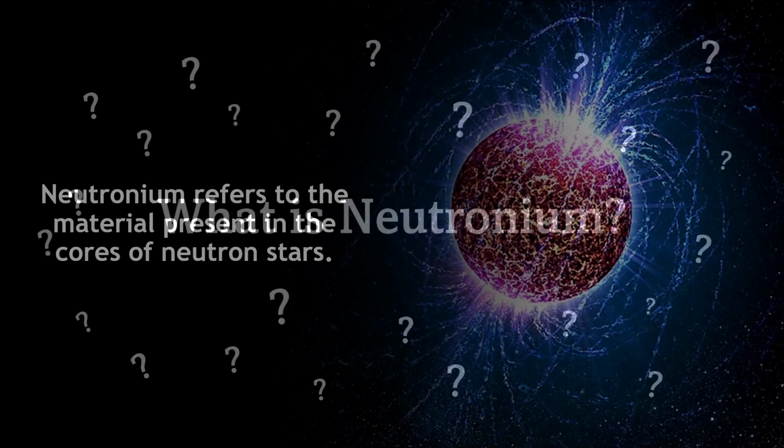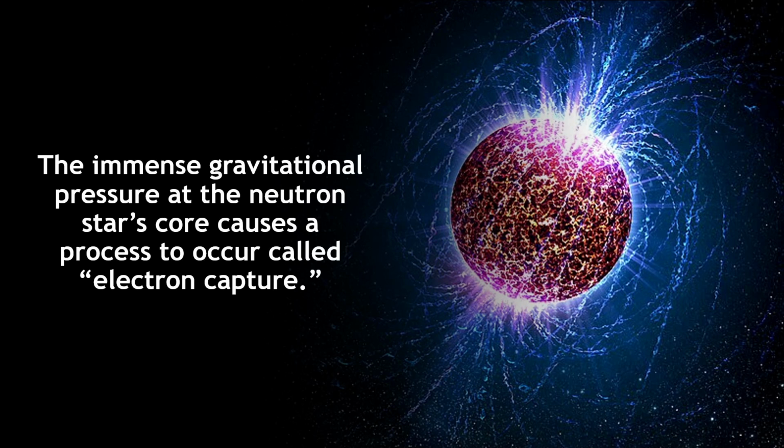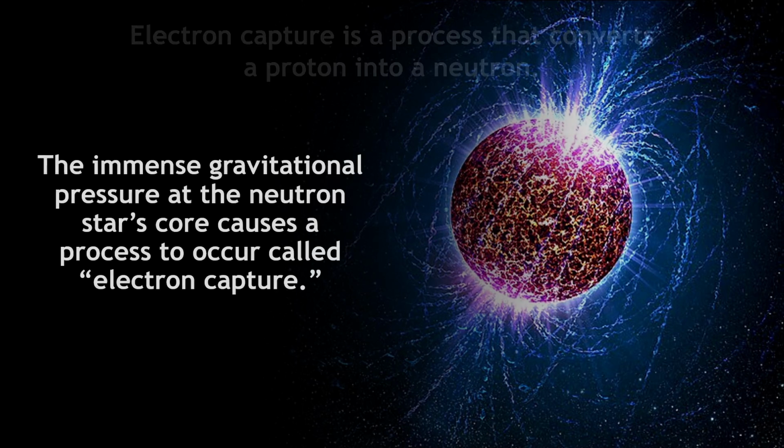Well, neutronium refers to the materials present in the cores of neutron stars. These stars are the collapsed cores of supergiant stars that have had a supernova explosion. The gravitational pressure at the star's core exceeds the electron degeneracy pressure, and so a special process occurs: electron capture.